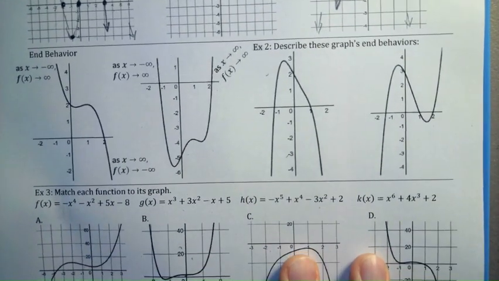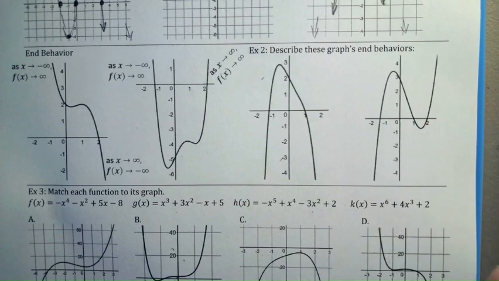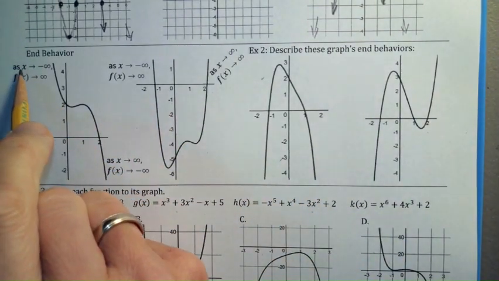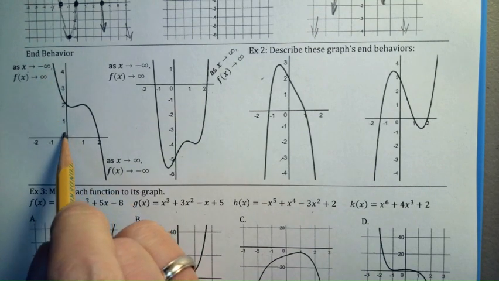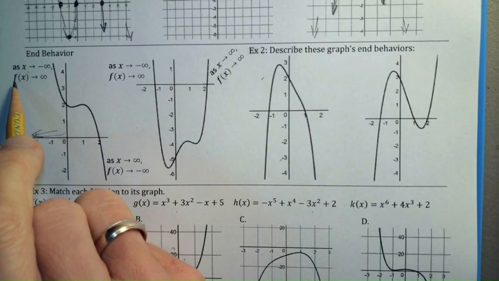All right. These 4 graphs are specifically asking you to look at the end behaviors. So, for example, this one. As x goes to -infinity, so as we go out this way in the negative direction, what happens to the y, or f of x? It's going to positive infinity.